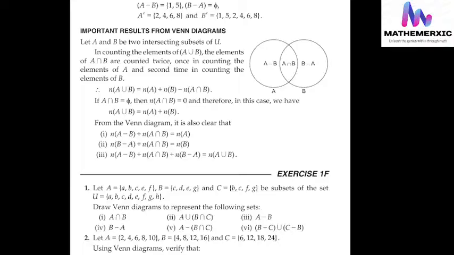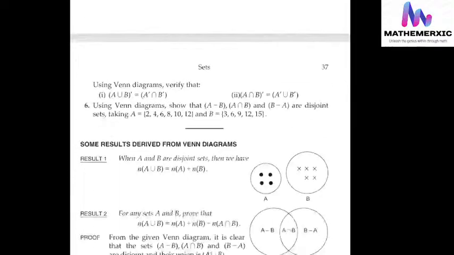The number of elements of A minus B plus the number of elements of A intersection B is n(A). The number of elements of B minus A plus the number of elements of A intersection B is n(B). And the number of elements of A minus B, B minus A, and A intersection B together give the total number of elements of A union B.